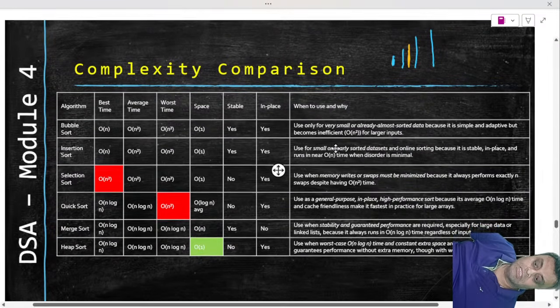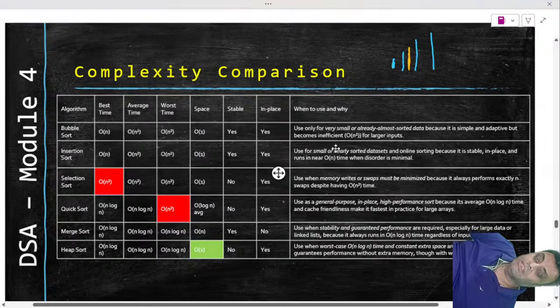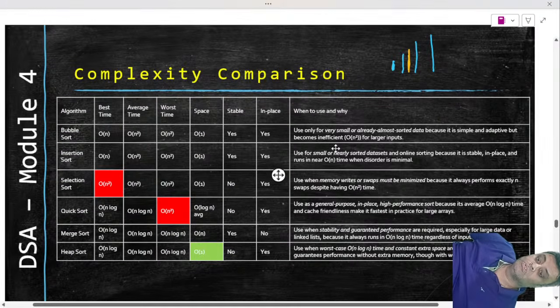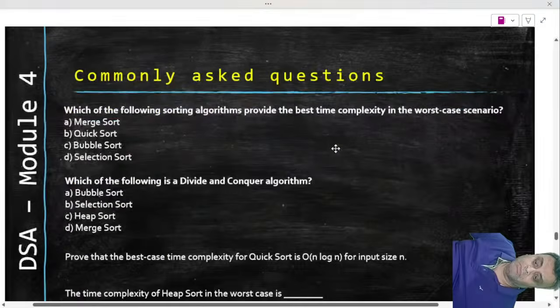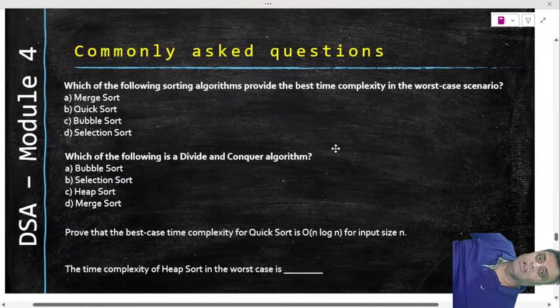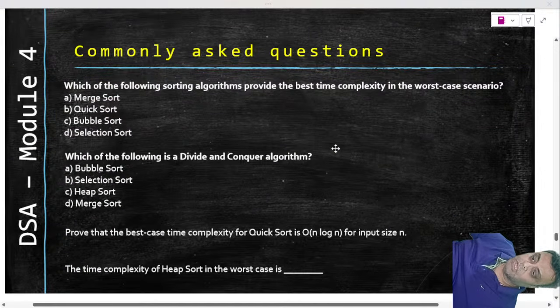Please remember this table. In one question they have asked you to write this table also. All the 6 sorts, they have asked you to write this table with all the parameters that I am talking about. So please remember this table. There is nothing to memorize by rote. If you just read it and understand what it is trying to say, I hope you can probably reproduce it without even mugging up. So we will shift to the commonly asked questions, but let's finish off our quiz first.